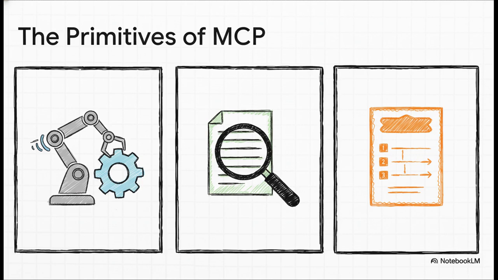And this whole language that they're speaking, it's built on three fundamental concepts, or what they call primitives. First, you've got tools. These are for doing things, like creating a Git branch or saving a file. Then you have resources. These are for reading things, getting context from a config file, for example. And finally, you have prompts, which are super interesting. They're like reusable instruction manuals for the AI, guiding it through complex, multi-step tasks. It's like a recipe that says, first, read this bug report, then find the right code, then suggest a fix.